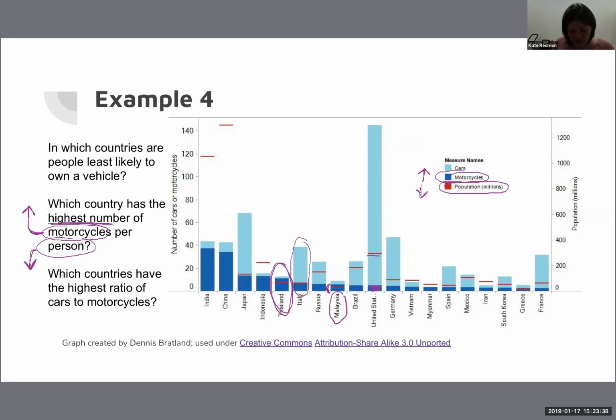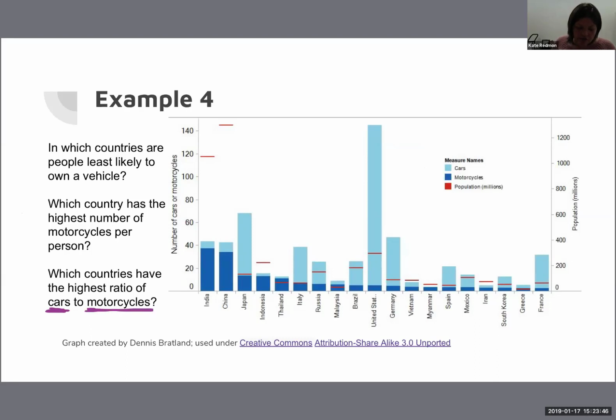So hopefully it'll make a little more sense here. So the last one says, which countries have the highest ratio of cars to motorcycles? And again, I'm saying countries because there's not necessarily one right answer. If this was on the GED, it'd definitely be multiple choice. But which countries have the highest ratio of cars to motorcycles?